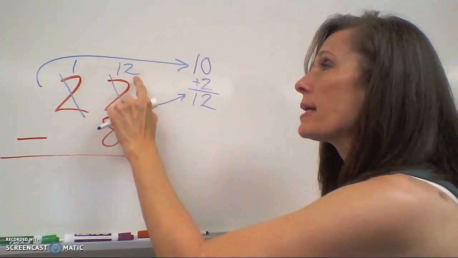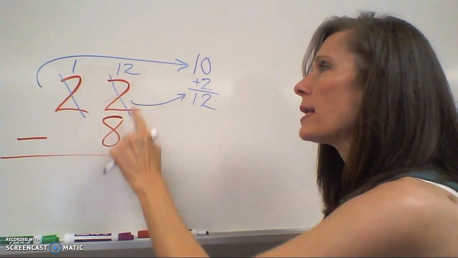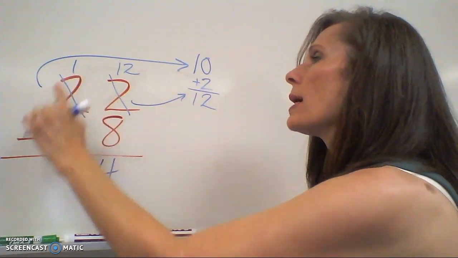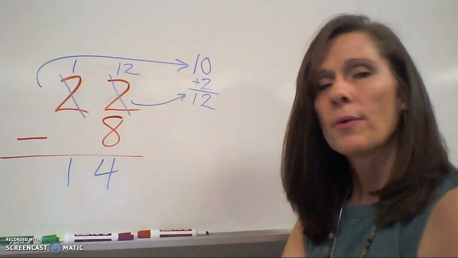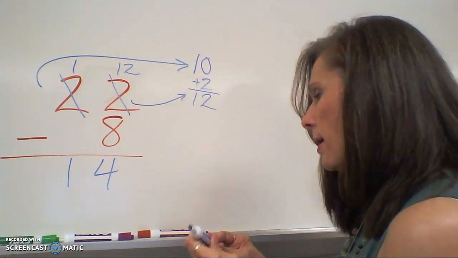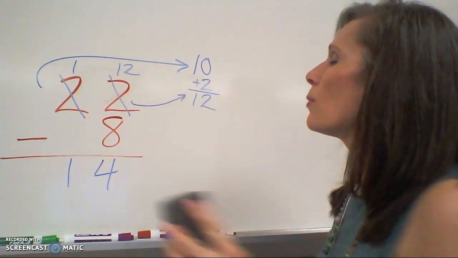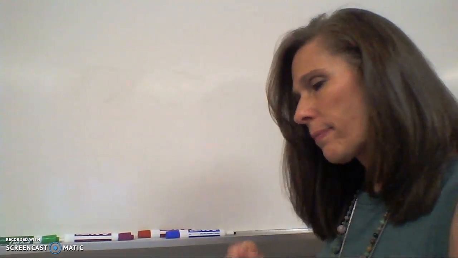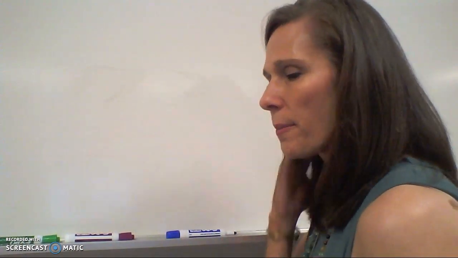Okay, and now I can subtract because 12 is bigger than 8. So 12 take away 8 equals 4, and 1 take away nothing is just 1, right? So my final answer is 14. Okay, let's do one more like this to practice so we remember what to do whenever we get to a harder math problem.